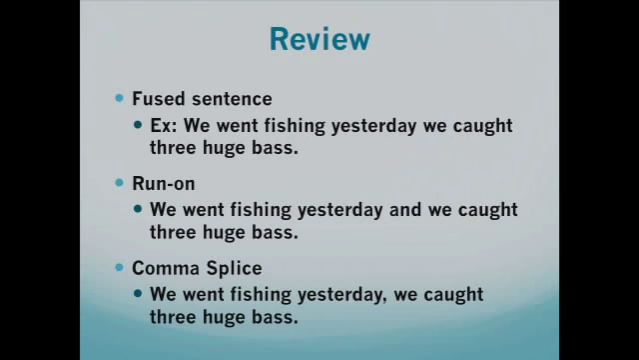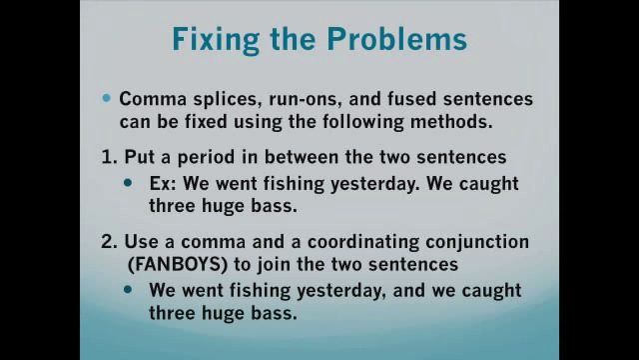So let's take a look at what each one is again. The fused sentence. We went fishing yesterday we caught 3 huge bass. See how we've got a sentence here? We went fishing yesterday, and we caught 3 huge bass. There should have been something in between these two. The run-on. We went fishing yesterday and we caught 3 huge bass. So there is a conjunction here, but we don't have the comma to go with it. And the comma splice. We went fishing yesterday, comma, we caught 3 huge bass. So here again, all we have is the comma to join the two sentences, and that doesn't work. We've seen the problems. Let's talk about how we can fix it.